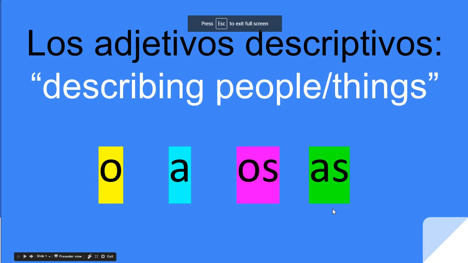Okay, everyone, today's mini lesson is on los adjetivos descriptivos, descriptive adjectives. Adjectives describe nouns. Nouns are things like people, places, and things. So when we're describing a noun in Spanish, we have to consider gender and number. O, a, os, or as.